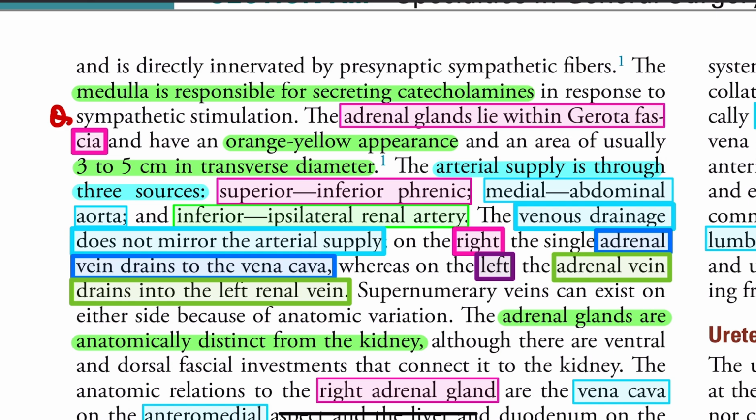Arterial supply of the adrenal is through three sources: from the top, the sides and inferiorly. From the top, it comes from the inferior phrenic. From the medial side, the abdominal aorta, and inferiorly the ipsilateral renal artery. So inferiorly the renal artery, at the side the aorta, and from the top the inferior phrenic. Remember this inferior phrenic.